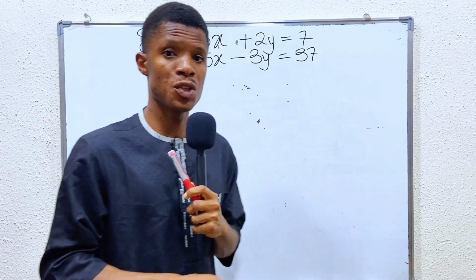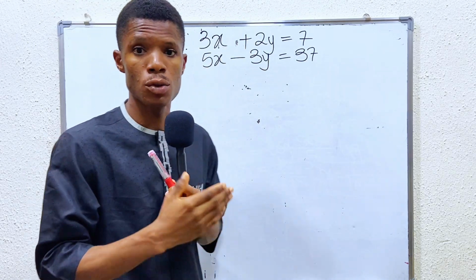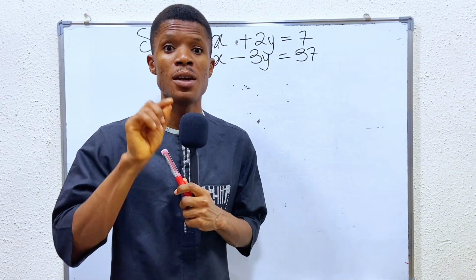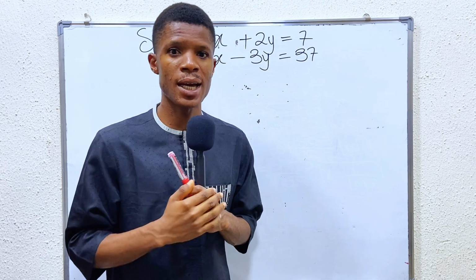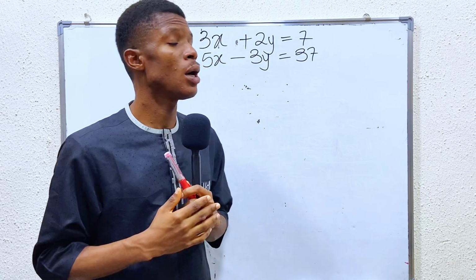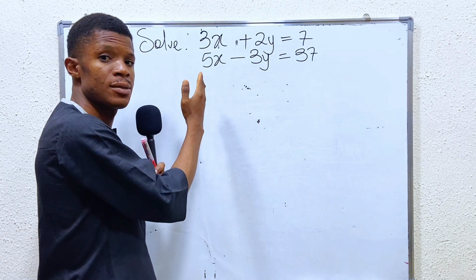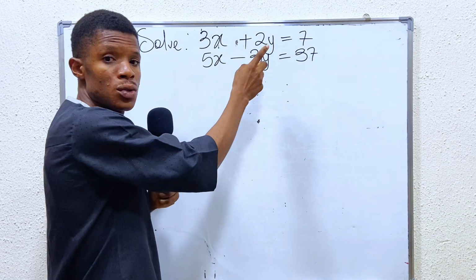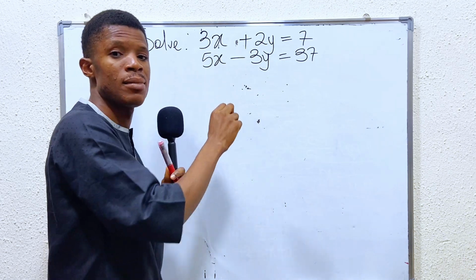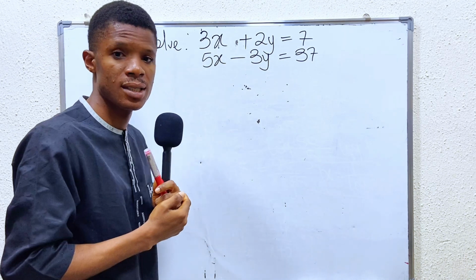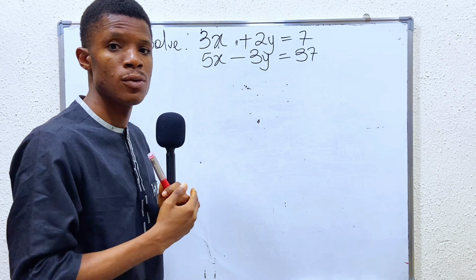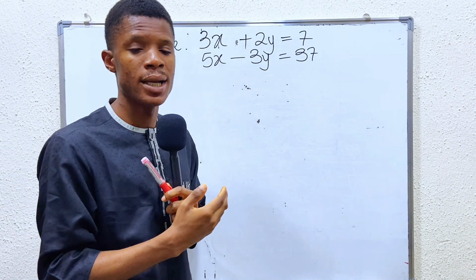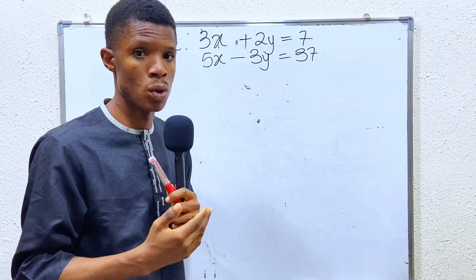You will fail this question if you don't know the trick to solve simultaneous equations by elimination. Let me guide you through. First thing you have to do: when you have 3x + 2y = 7 and 5x - 3y = 37, your aim is to find the value of x and y that will satisfy both equations.